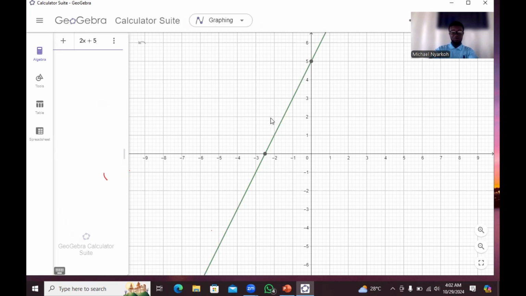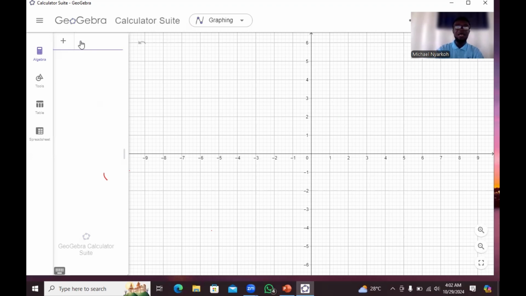A positive slope. Now, what happens if a is negative? Let's negate it. You see? There you are. It now becomes the opposite of what we had. Is that okay? So if we find the slope of this line, it's supposed to give you a negative slope. Perfect.